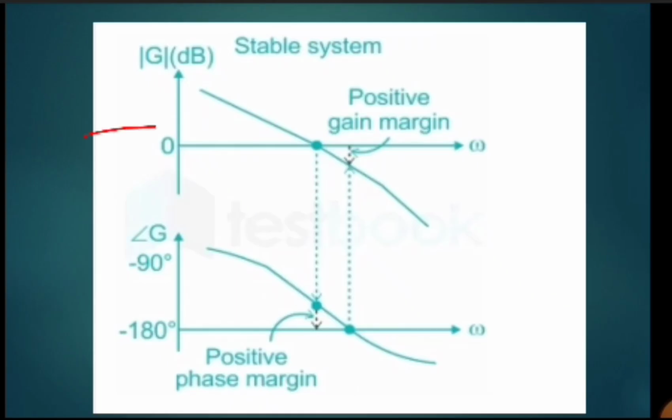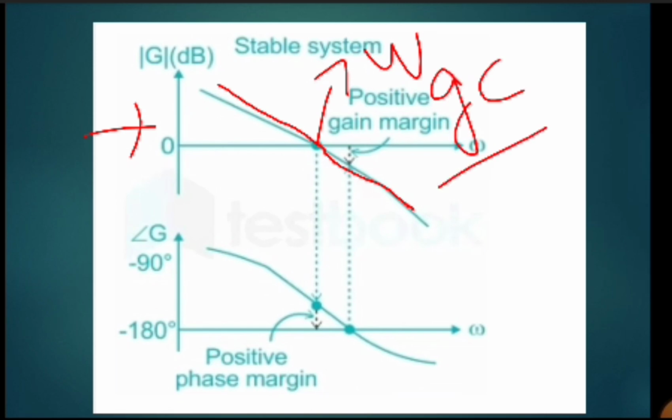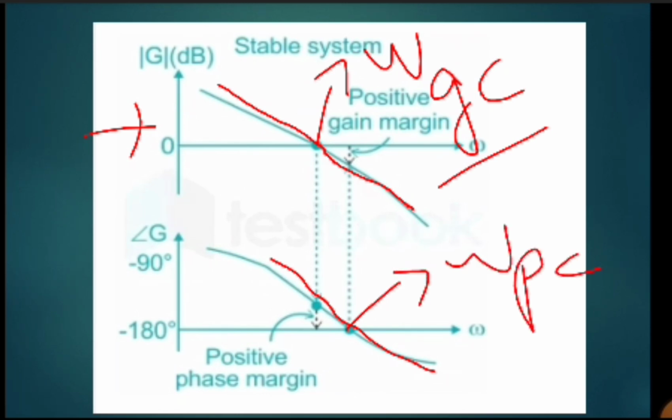In the magnitude plot, at some point the slope is going to cross the x-axis. So this point is called WGC, which is nothing but gain crossover frequency. And at this particular point you can see that the phase angle plot is crossing minus 180 degrees. This point is known as WPC, and this WPC is called phase crossover frequency. Now based on this we are going to find out the phase margin and gain margin.